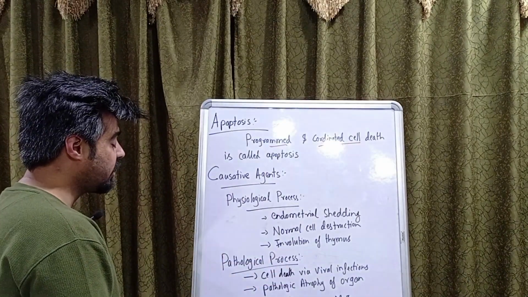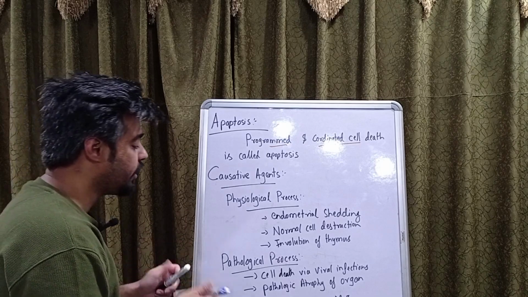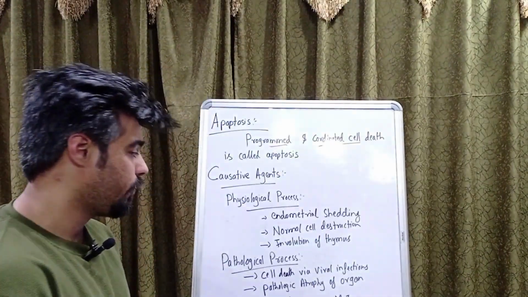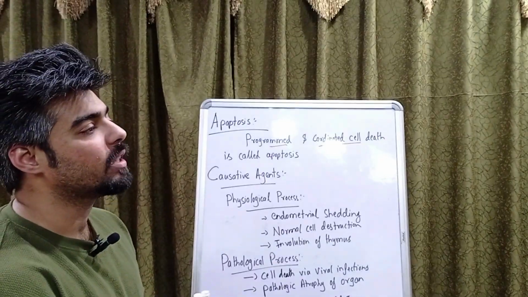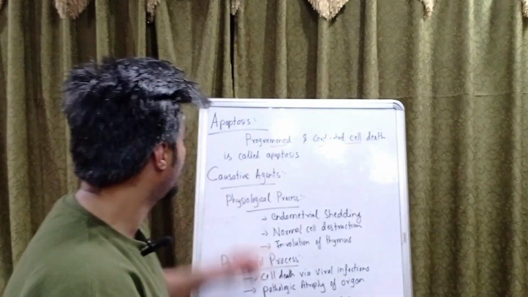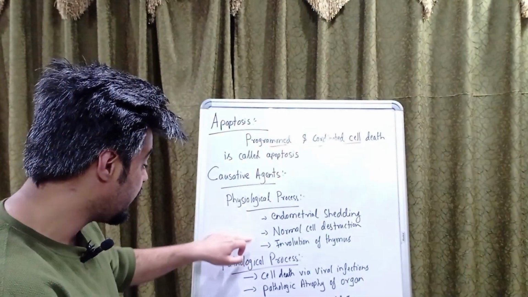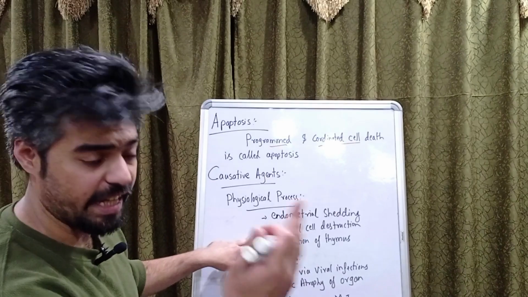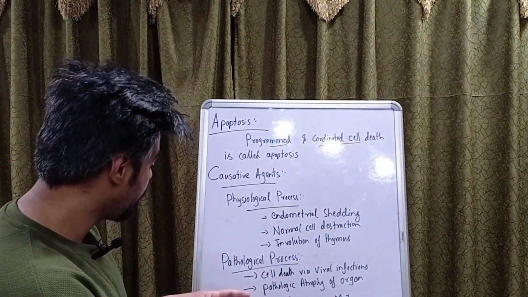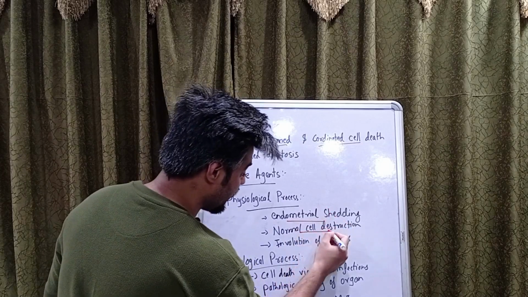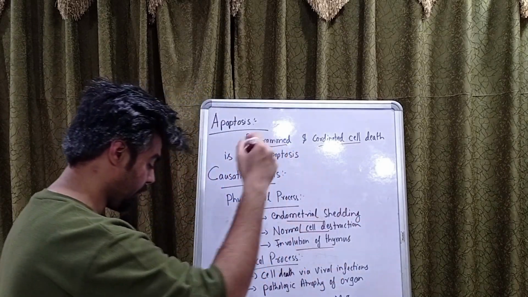Next, let us see what are the causative agents or some of the examples. For example, in physiological processes, endometrial shedding is one of the best physiological examples for apoptosis. Normal cell destruction, and involution of thymus in early age. So in physiological processes, the examples are endometrial shedding, normal cell destruction, and involution of thymus.